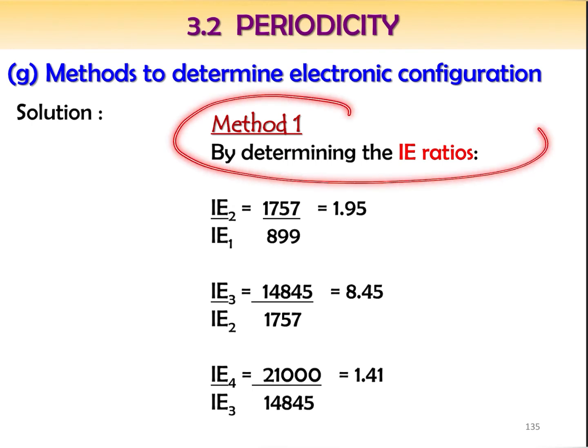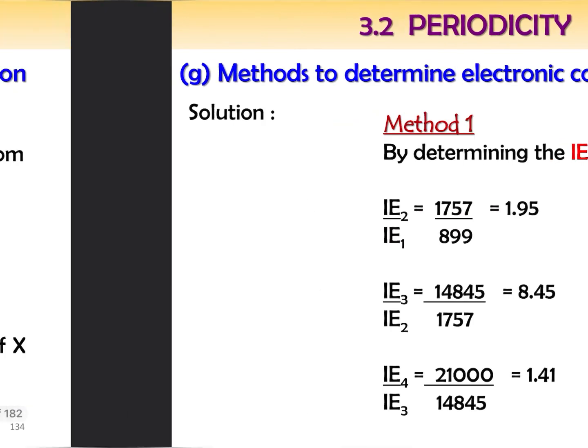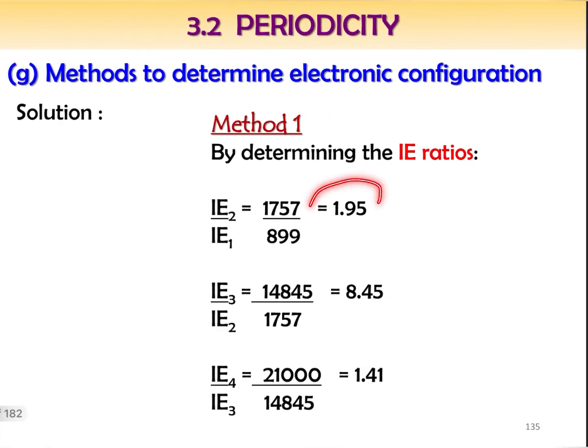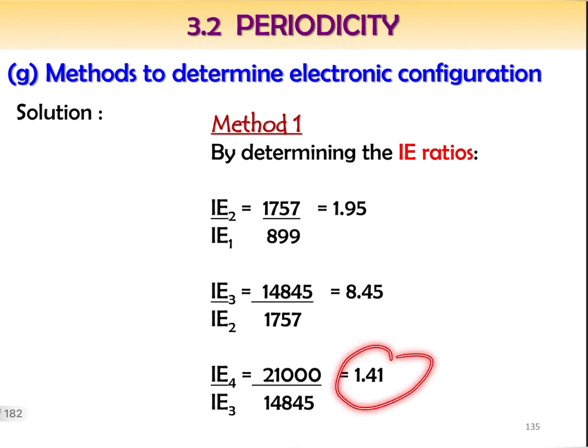Okay, so let's have a look at method 1. So method 1 kita guna ratio. So bila kita nak kira ratio, ambil nombor yang lebih besar bahagi dengan another value lah. Okay, so in this case kita compare IE2 dengan IE1. Okay, so kamu akan dapat ratio 1.95. Okay, so next kita compare IE3 dengan IE2, kamu akan dapat 8.45. And then untuk the last one, kita compare IE4 dengan IE3. So bahagilah, kamu akan dapat 1.41.